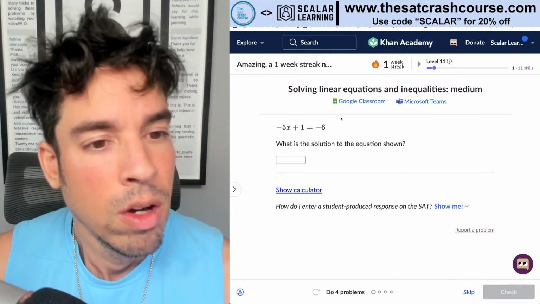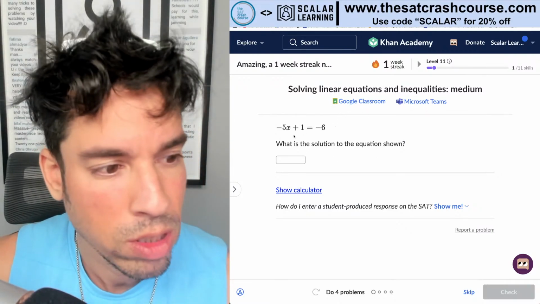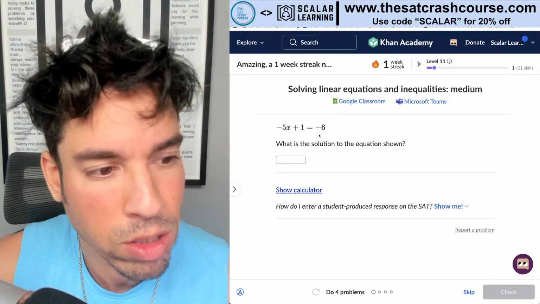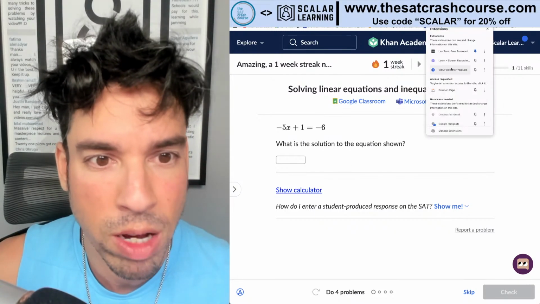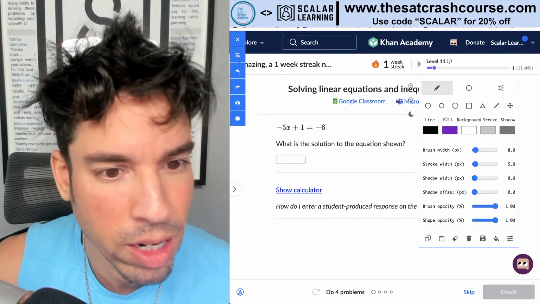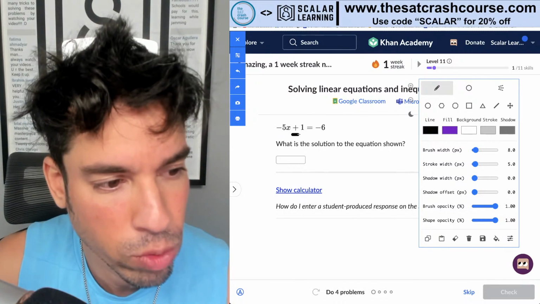Solving linear equations and inequalities, medium level. All right, so in this case, what is the solution? This is just straight up variable isolation. And let's write it out. So what are we doing here? We need to isolate x. So first we're going to minus 1.